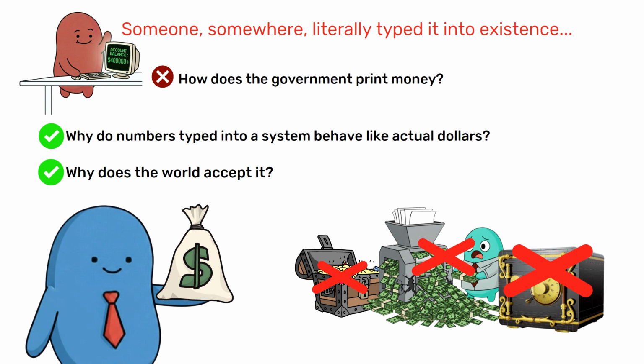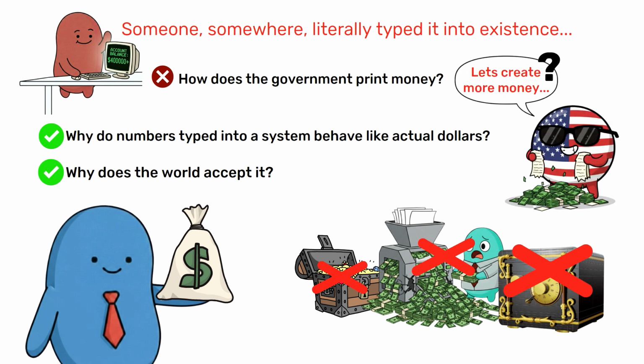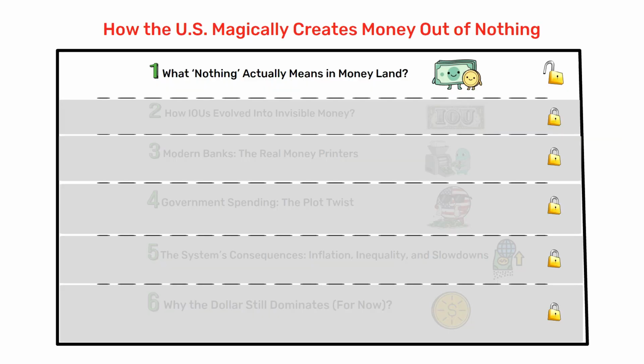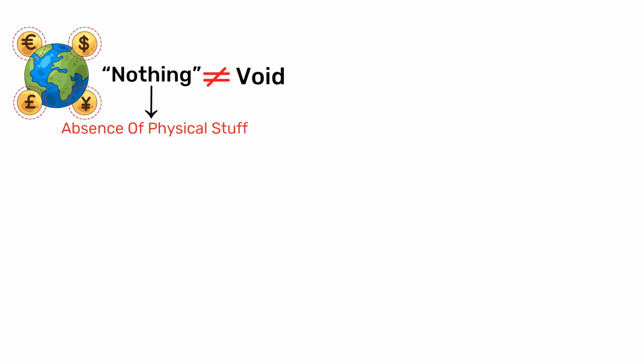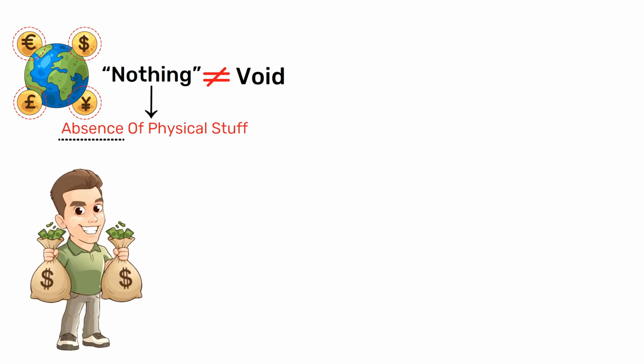Money seems simple until you try to define it. So before we talk about how the U.S. creates money out of nothing, we need to get clear on what nothing actually means. Because in the world of money, nothing isn't a void, it's the absence of physical stuff. And strangely, that absence is exactly what makes modern money work.